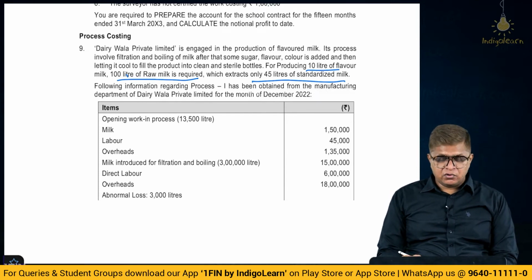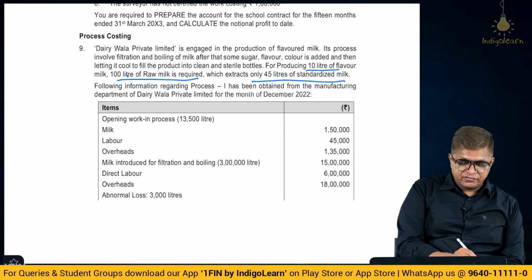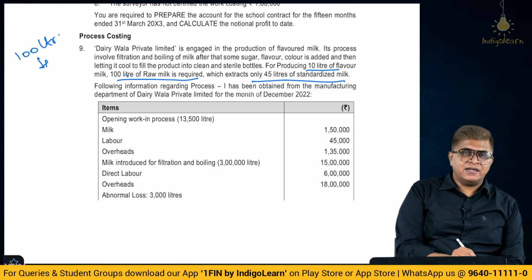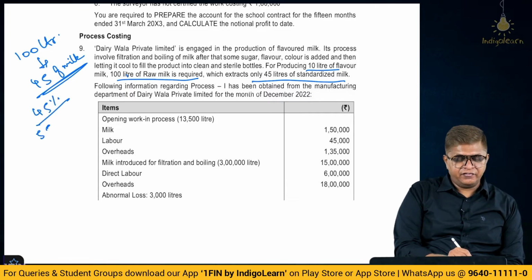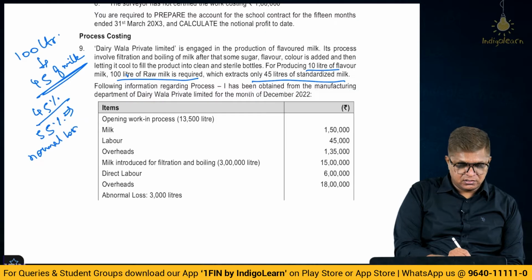Alright. So here what we need to understand is when we are inputting 100 liter, they are saying as a standard we are getting only 45 liters of milk. That means the input to output ratio is only 45%, 55% is going to go as evaporation, which is going to be our normal loss.